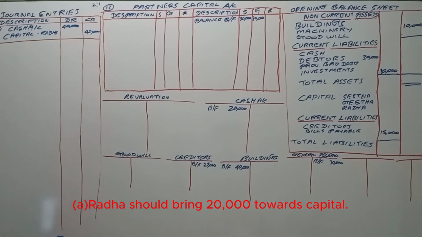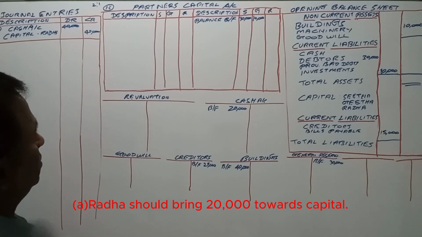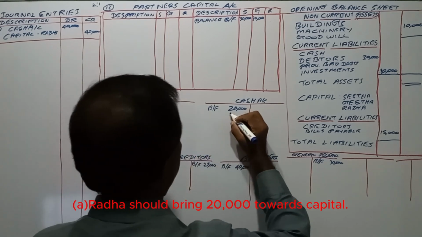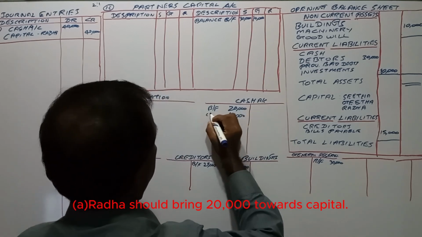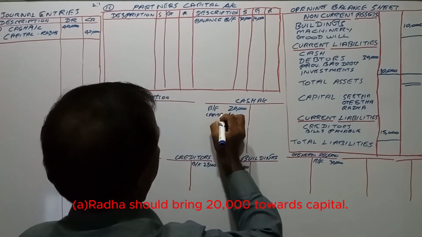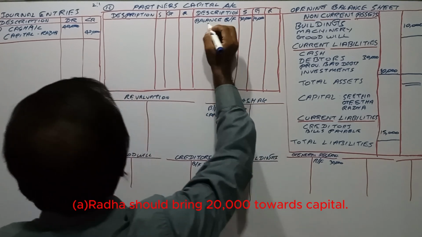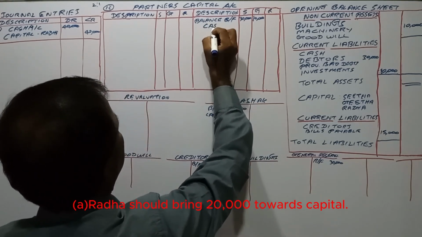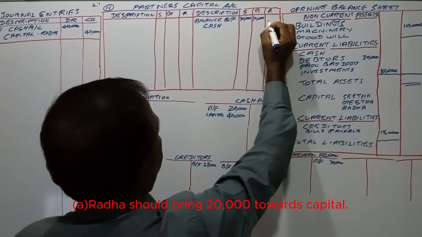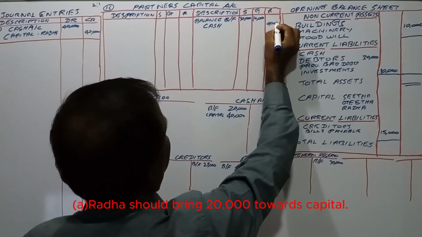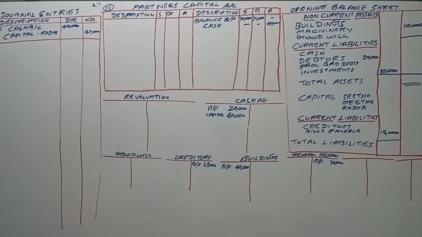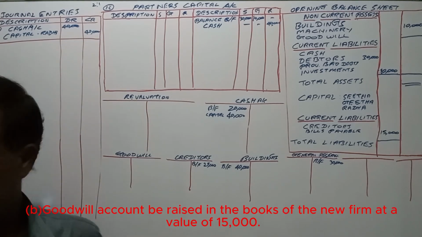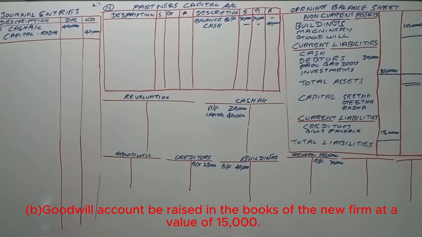So cash account 40,000, right? Saying capital. Capital account, say cash of 40,000. Right? Goodwill, that is okay.